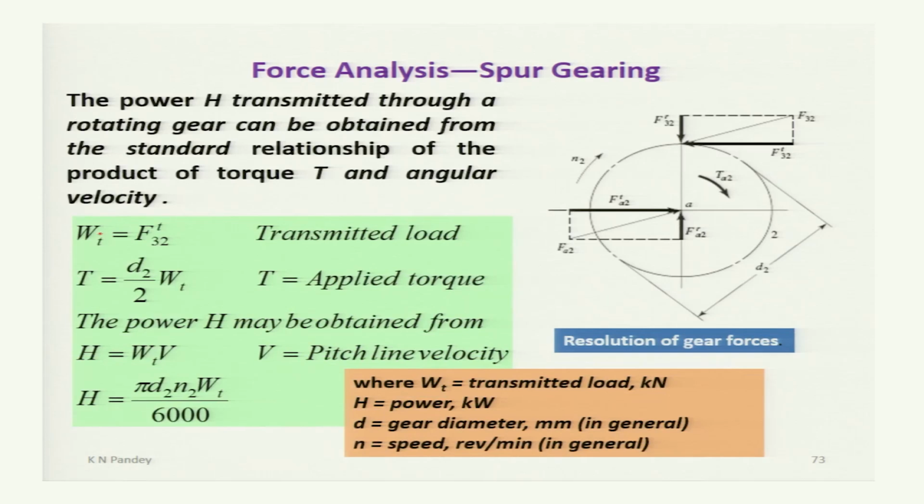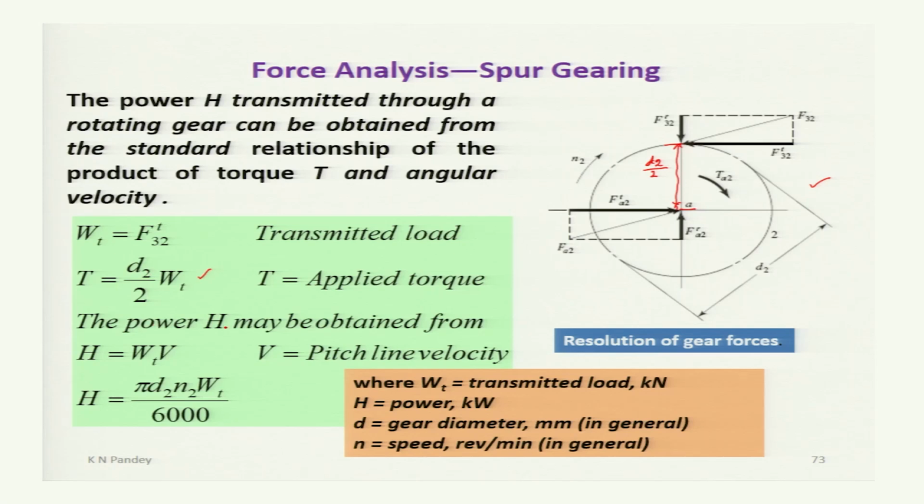Now from this transmitted force WT, which is equal to F32 or 23, we can find the torque which is to be transmitted. The torque will equal to the transmitted load multiplied by the radial distance along which it is acting. So if it is pinion, then this radial distance will equal to d2 divided by 2, where d2 is the pitch circle diameter of the pinion. So the torque transmitted or applied torque will be d2 divided by 2 multiplied by Wt.